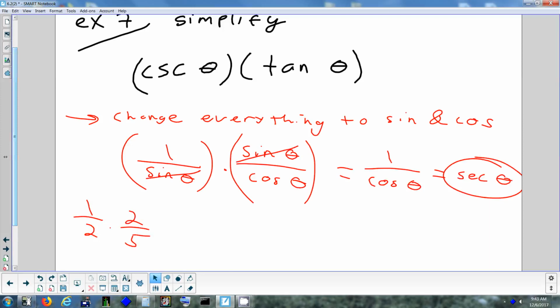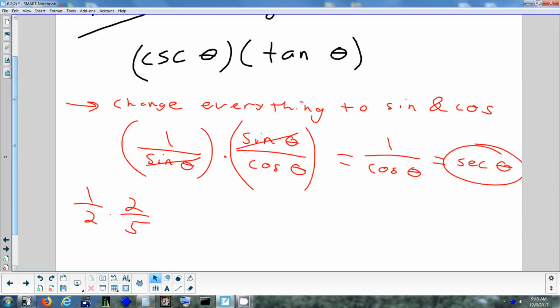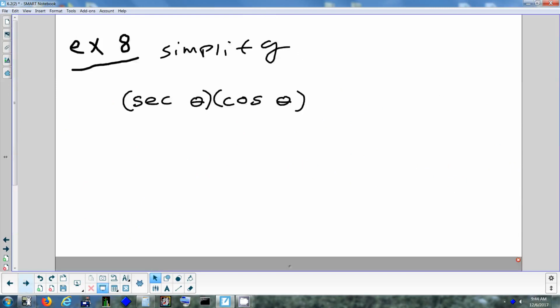So, if you had to do something with the cosecant times the tangent in calculus, you could just say, well, instead of that, I'm just going to work with the secant, and it's exactly the same thing. Much simpler. There's no product, and it's only 1 trig function instead of 2. Any questions on that one? Let's try this one.